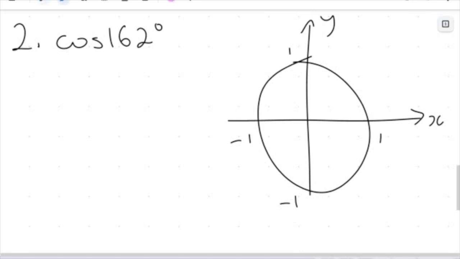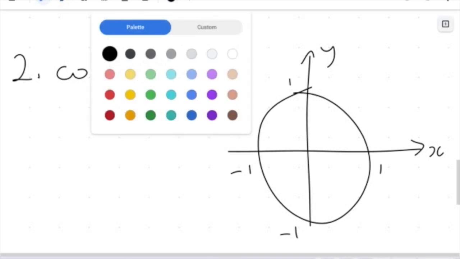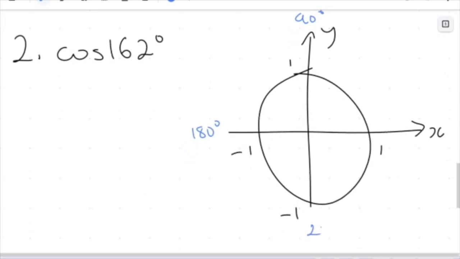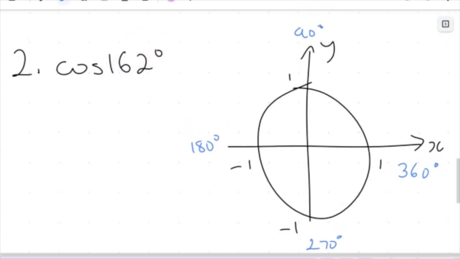So I have cos of 162 degrees. So I want to figure out first, which quadrant does this lie in? Now, as I write these, you guys can have a think which quadrant this might lie in. And some of you may have guessed that 162 degrees is between 90 and 180. So we're going to be in my quadrant 2 here. So I'm just going to draw up roughly a 162 degree angle.